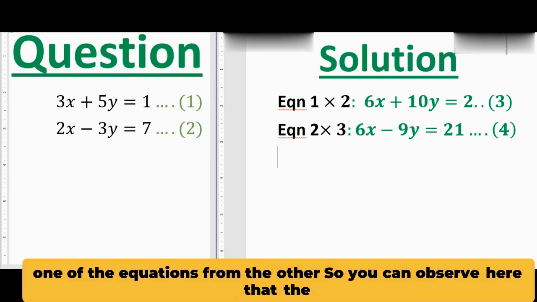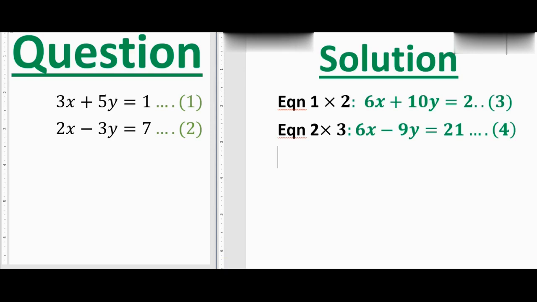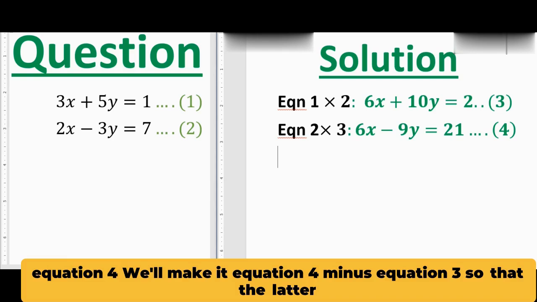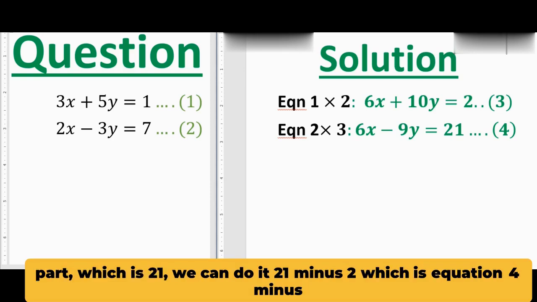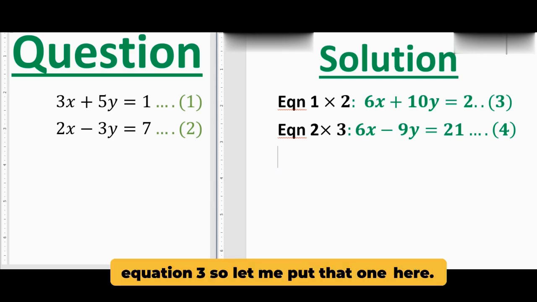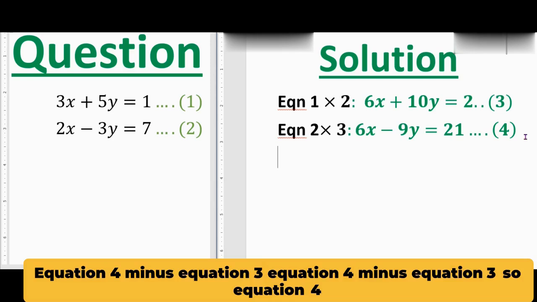So you can observe here that we will make it equation 4 minus equation 3, so that for the later part, 21, we can do 21 minus 2. So let me put that one here. Equation 4 minus equation 3.